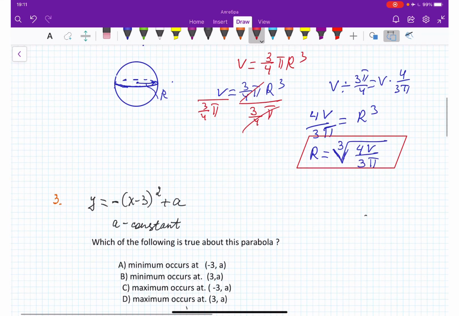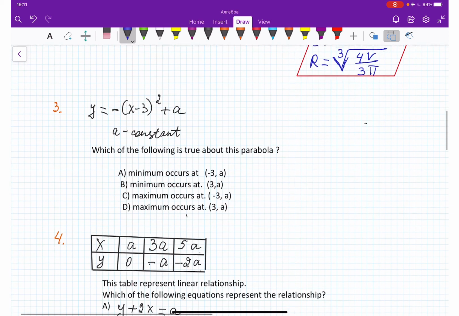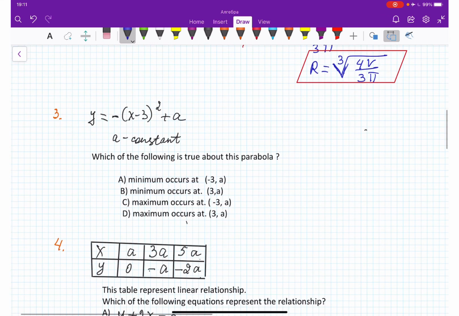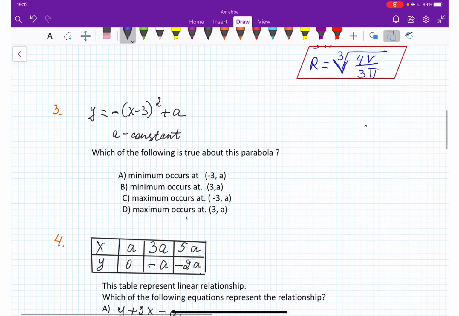All right, moving to question number 3. So what do we have? We are given a is constant. What is a? Remember, we are moving, that's a change of y, correct? Moving vertically, up or down, positive up, negative down. Which of the following is true about this parabola? First of all, we have negative x minus 3. To draw the graph, what is going to be?